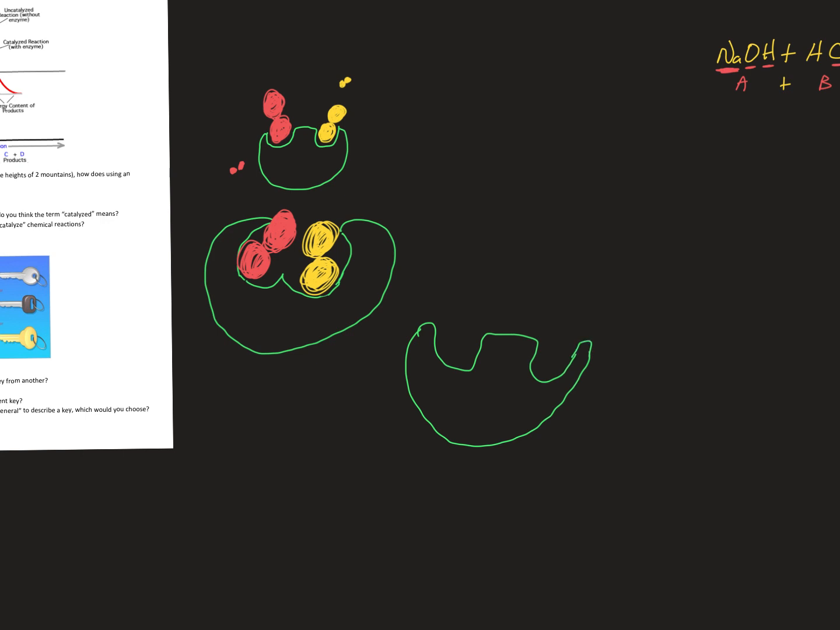And what you're left with is the enzyme back to its original shape, waiting for another set of hydrogen and oxygen to come in so that it can catalyze the reaction between hydrogen and oxygen to form water.